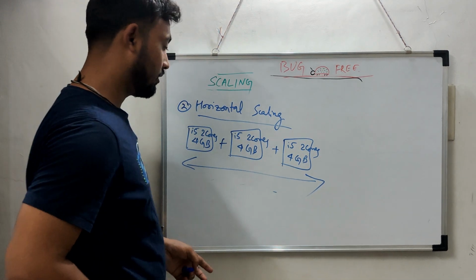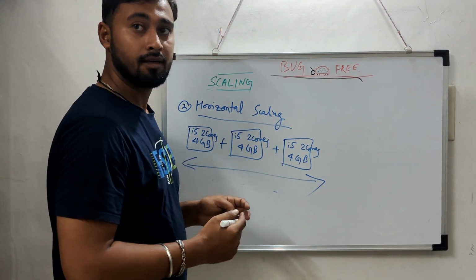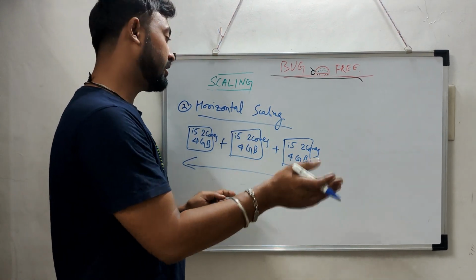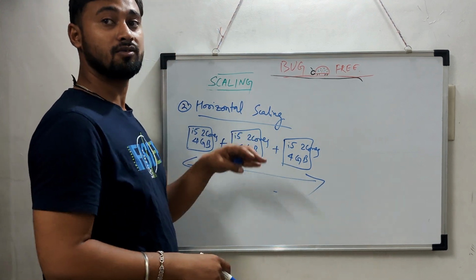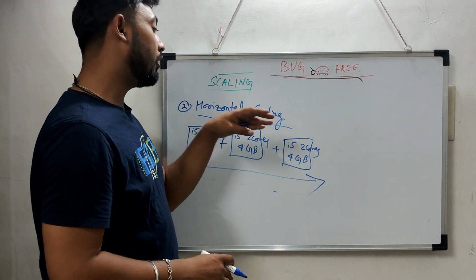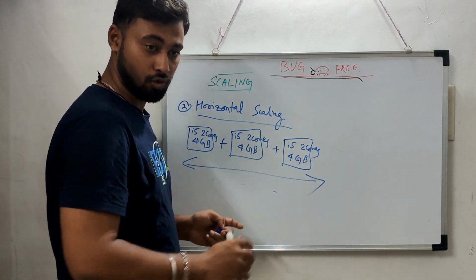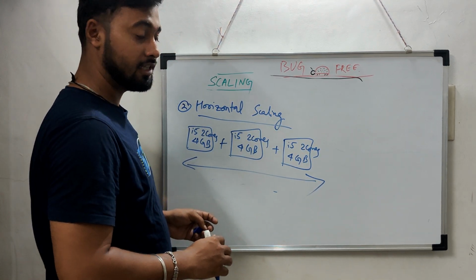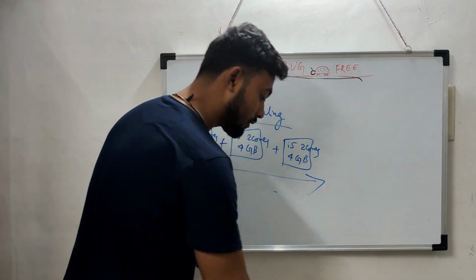Now what happened here? The number of resources you can add is infinite. You can add as much as you want. There is no limitation on the maximum size or maximum processing power you can have. You can add as many i5 dual core processors as you like. This is the concept of horizontal scaling.